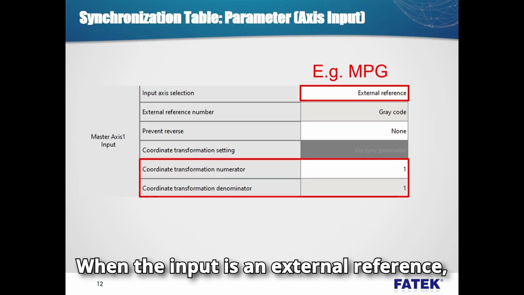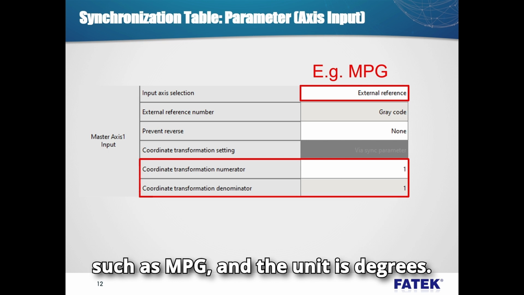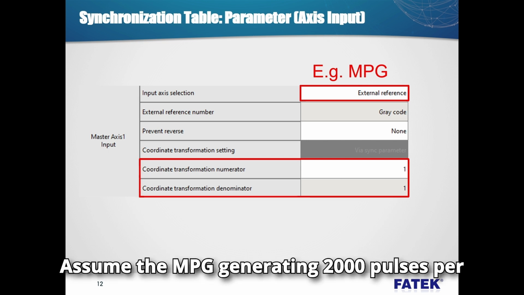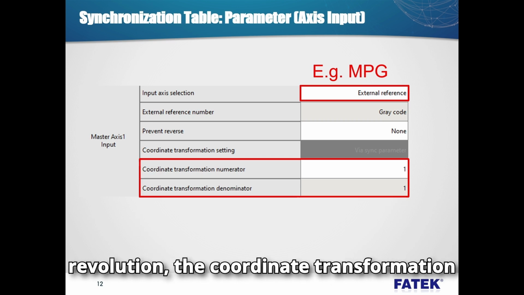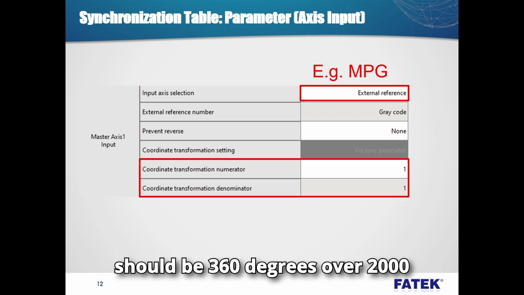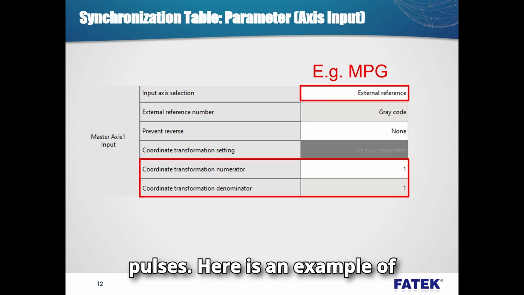When the input is an external reference, such as an MPG, and the unit is degrees, assume the MPG generates 2000 pulses per revolution. The coordinate transformation should then be 360 degrees over 2000 pulses.